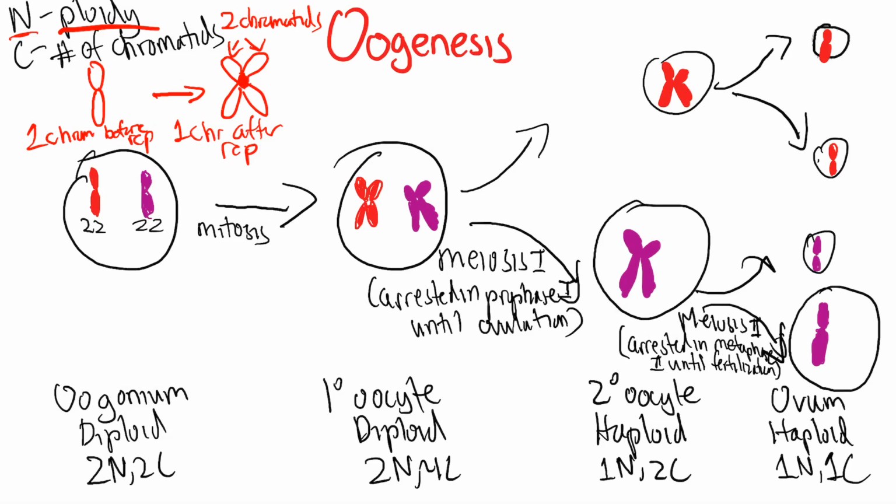So now we're going to start with this oogonium. This is diploid, as you can see. There's one from mom and there's one from dad. And how many chromatids are there? There's one and there's two. So it's 2N, 2C. This is going to undergo mitosis and duplicate its DNA.